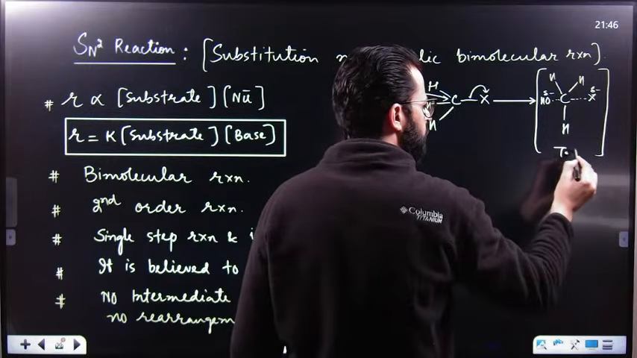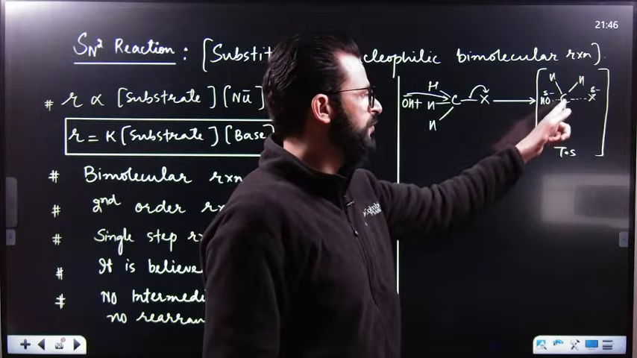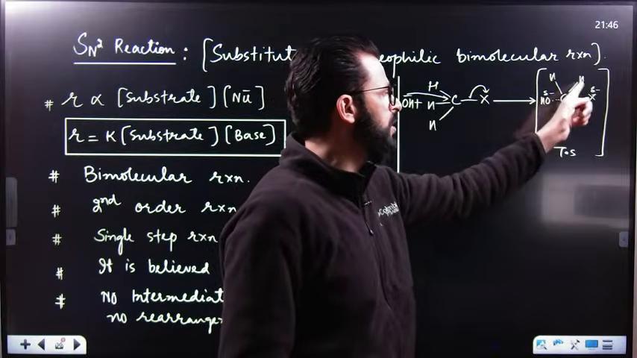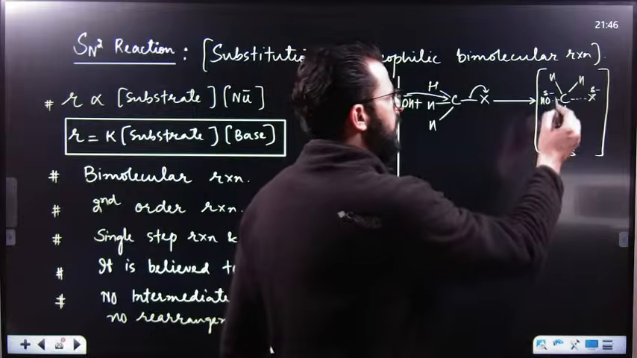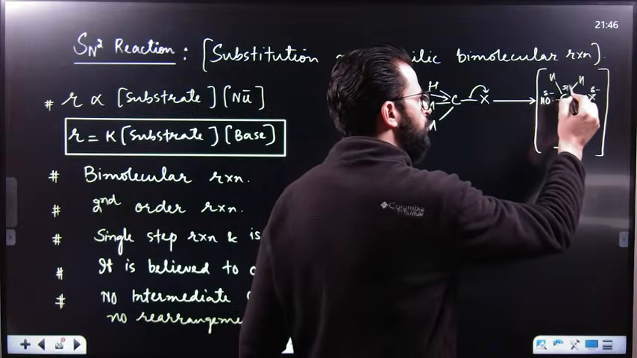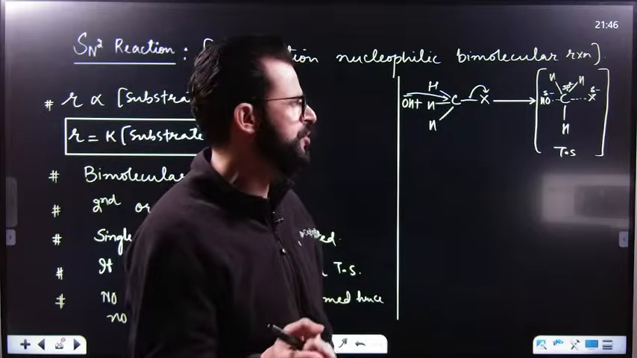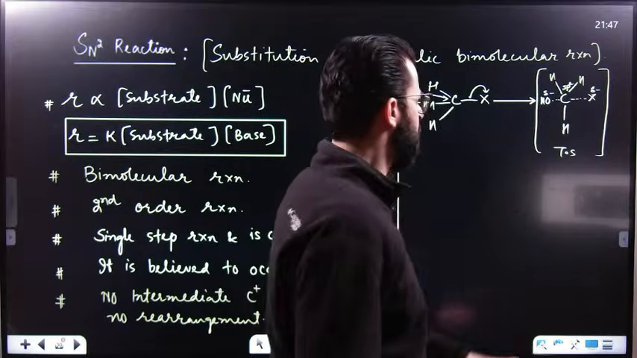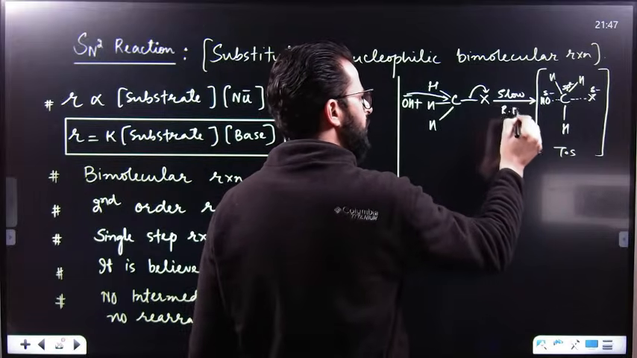Now have a look. The carbon which is involved in substitution in the transition state is pentacoordinated. It is pentacoordinated. 3 are normal bonds and 2 are partial bonds. That is point number 1. Point number 2, its hybridization is sp2. Remember, its hybridization is sp2. It's pentacoordinated, hybridization is sp2, and geometry is trigonal bipyramidal. Now, this is the slowest step, hence the RDS, rate determining step.